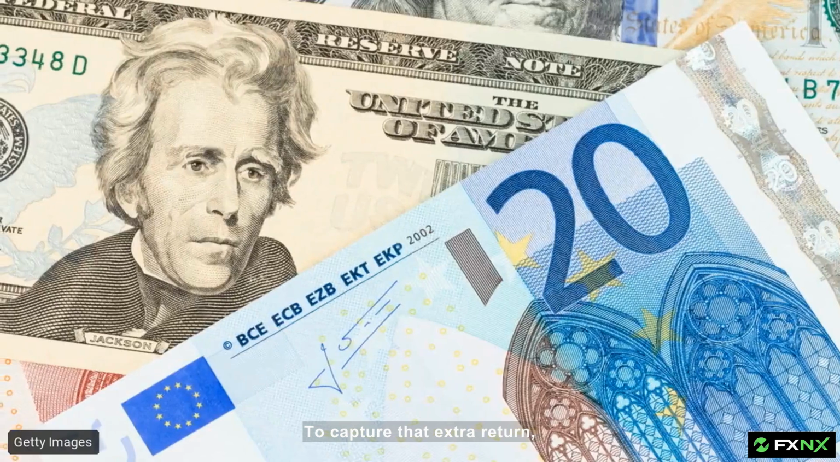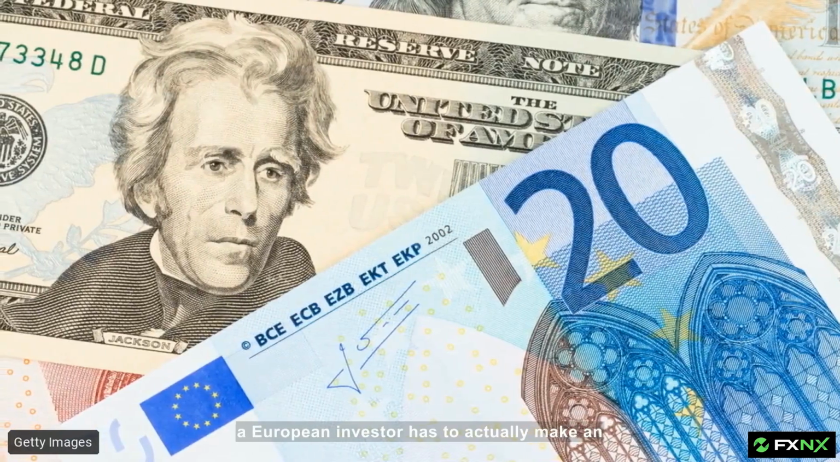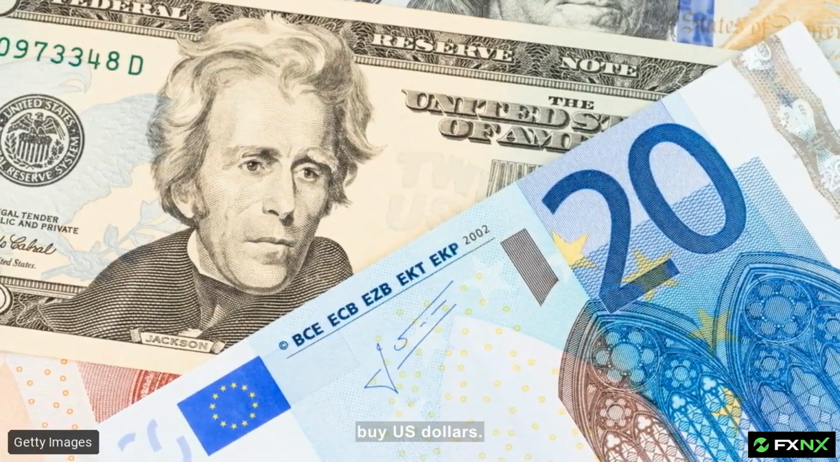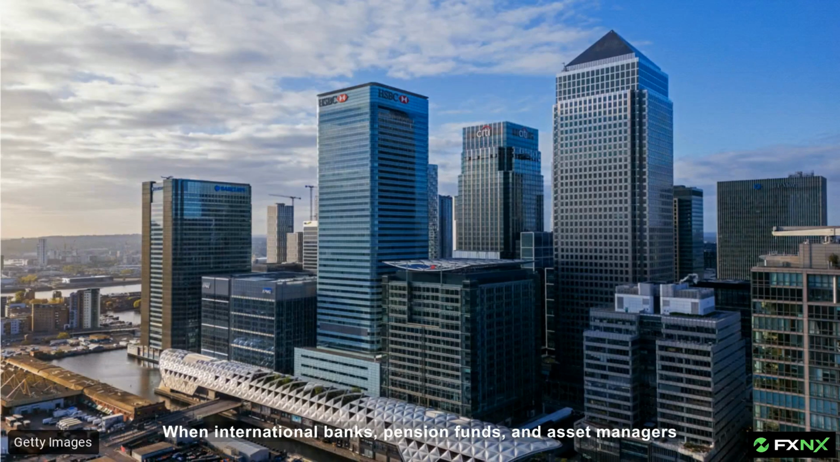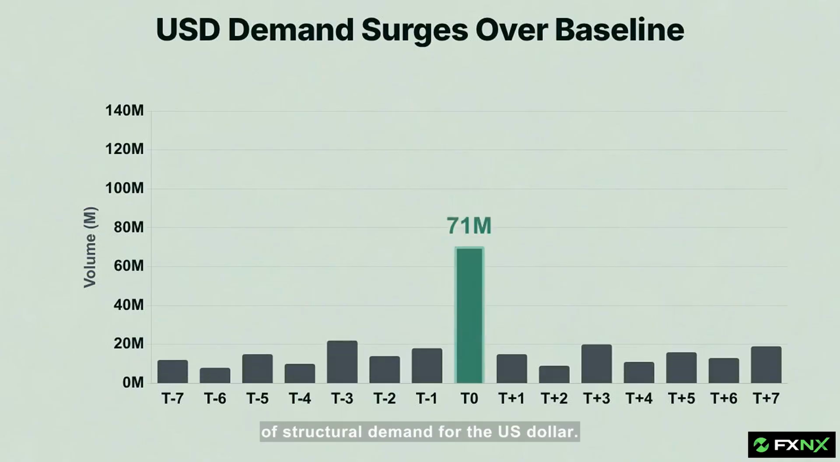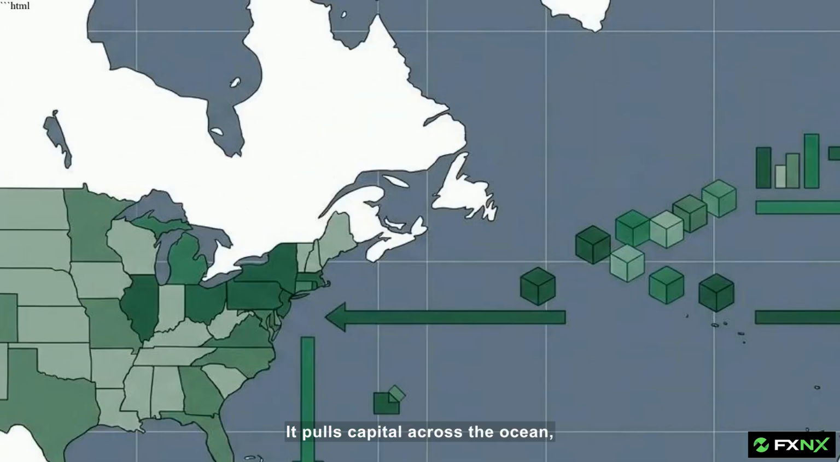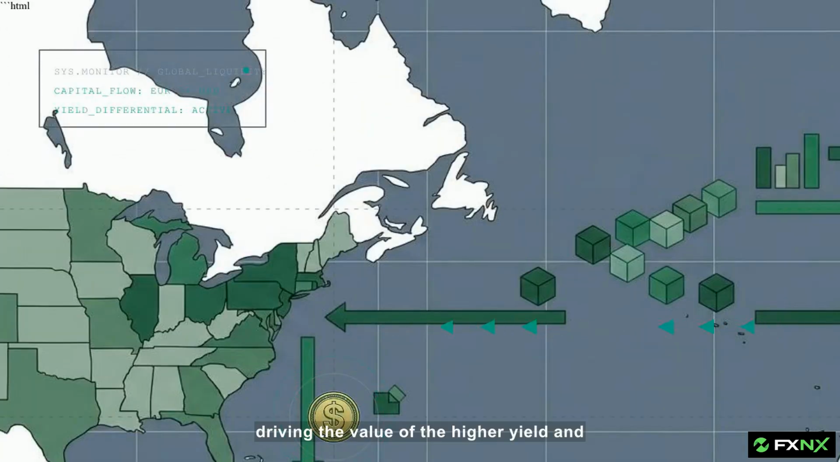To capture that extra return, a European investor has to actually make an exchange. They are forced to sell their euros and buy U.S. dollars. When international banks, pension funds, and asset managers execute this exact transaction all at once, it creates a massive wave of structural demand for the U.S. dollar. As that interest rate differential widens, it acts as a literal magnet. It pulls capital across the ocean, driving the value of the higher-yielding currency upward.